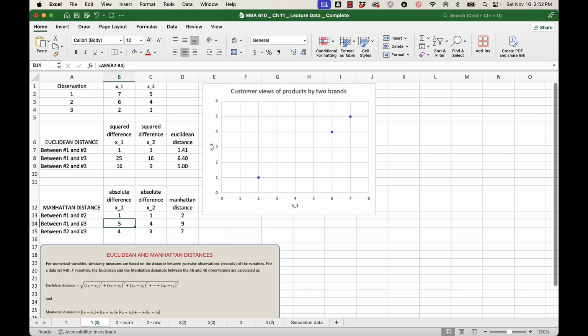Hey everyone. So we left off having calculated the Euclidean and Manhattan distance for three pairwise observations, right? Between individuals 1 and 2, between individuals 1 and 3, and between individuals 2 and 3. And we have information for each of these three people on two variables: the number of product views they had for products made by Patagonia and the number of views they had for products made by North Face.